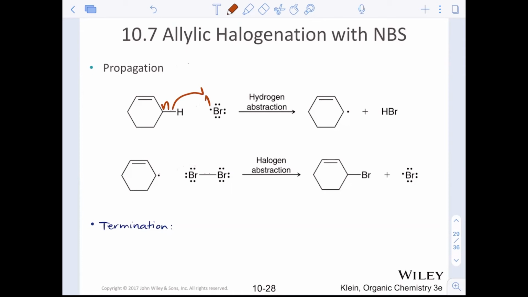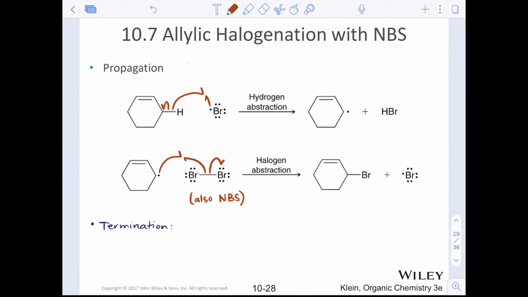Second step, we do see Br2, and I'm going to explain why. You could also use NBS to do the halogen abstraction in the second propagation step. We're going to use Br2 right now just so that we keep things a little bit simpler. This would add that bromine onto our organic molecule at the allylic position.